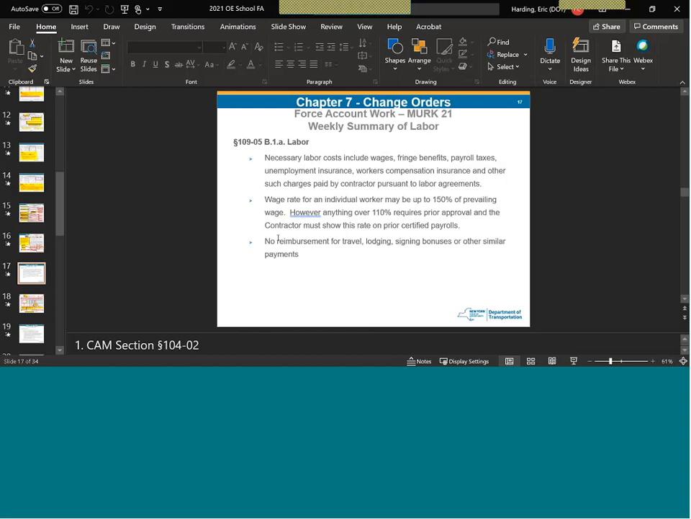So they can be paid anywhere from 100 to 150% of the wage rate. But if it's above 110, it needs to have prior approval, and should show up on prior certified payrolls. So I hope that clears up that confusion.